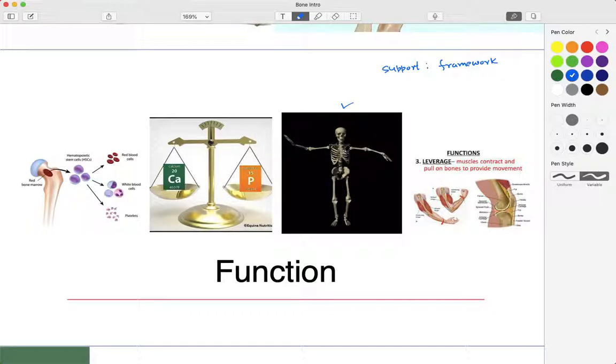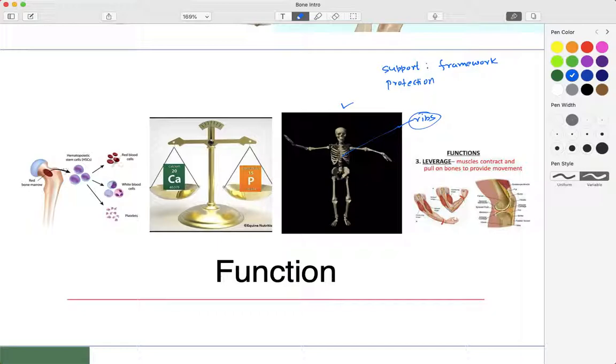Okay, so bones also provide another thing called protection. What do I mean by that? Look, these are rib bones, right? What are they protecting? They are protecting the heart, your lungs, and other visceral organs, right? So they have a protective role.